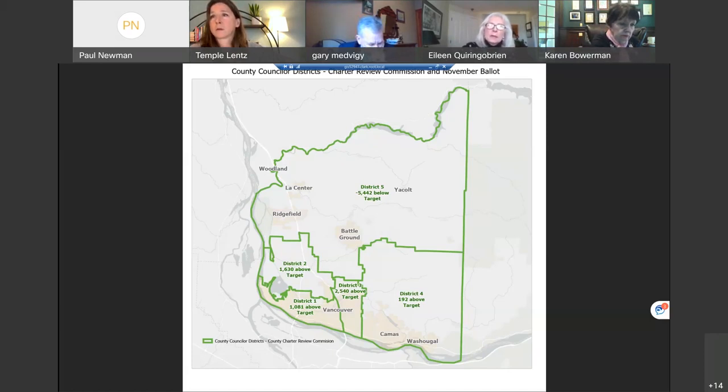Right. Thanks. So to clarify, the map that was put into the voters' pamphlet and that the Charter Commission worked with was as balanced as possible based on the available data. The 5,000 out of balance, like what we are seeing on the map in front of us, came with the census data, which was not known at the time the charter map was created. Correct. Thank you.